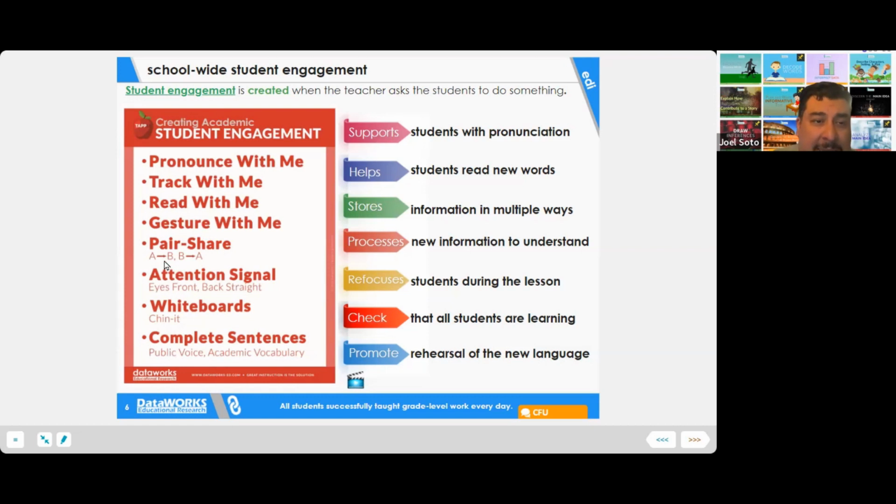And it says right here, A's and B's and B's and A's. So we have labeled partners. Why? Because I need them to practice that academic language.